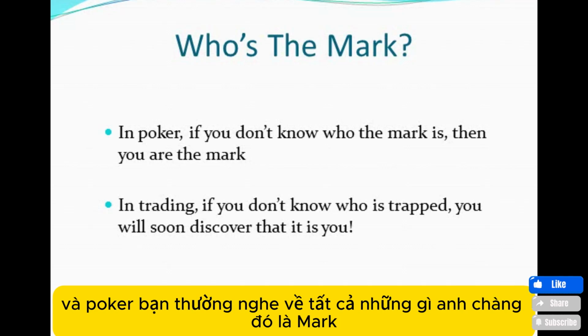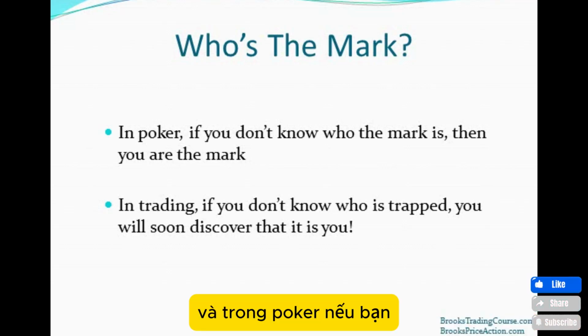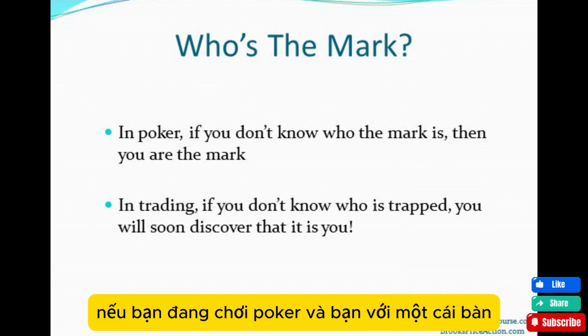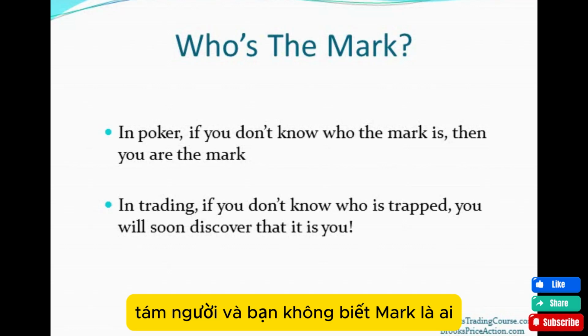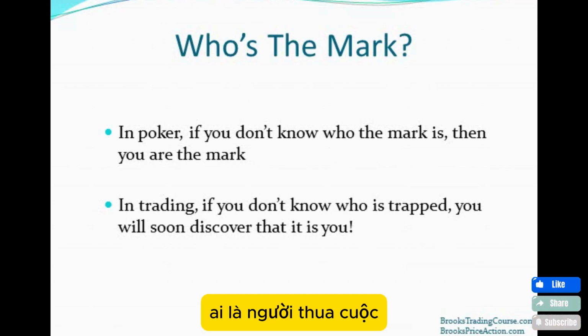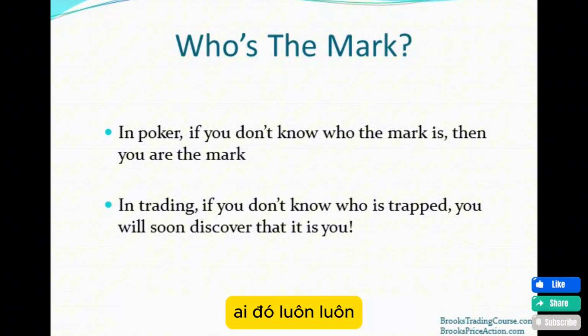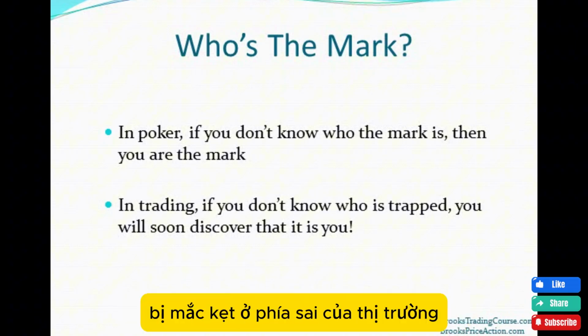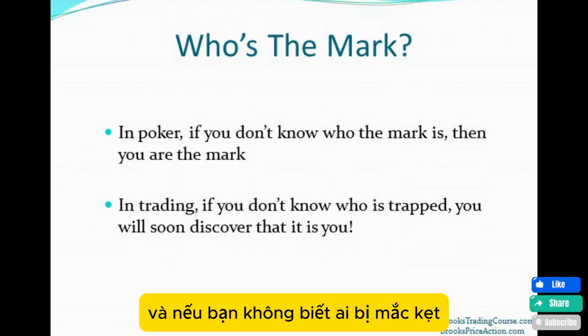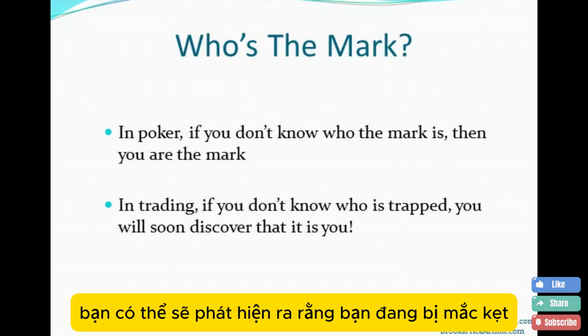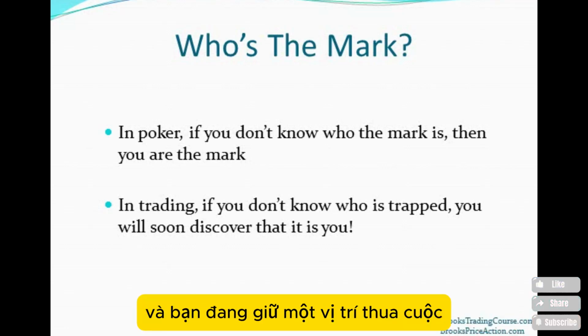Who's the mark? In poker, you often hear about, oh, that guy's the mark. And if you're playing poker at a table with 6 people, 8 people, and you don't know who the mark is, who the loser is, then you're probably the mark. And in trading, someone is always trapped on the wrong side of the market. And if you don't know who's trapped, you'll probably discover that you're trapped, that you're on the wrong side and you're holding a losing position.